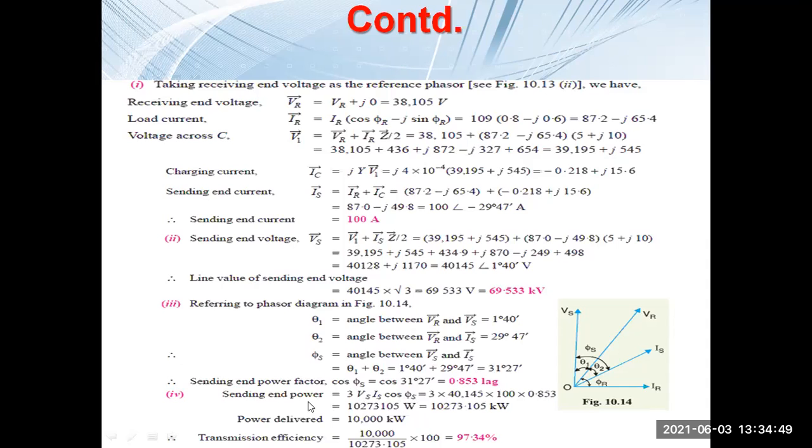Now the sending end power will be how much? 3 into VS into IS into cos phi s. So we will substitute all these values. So we will get the sending end power, and power delivered is already given in the problem. So transmission efficiency will be power delivered by the sending end power into 100. So that will be your transmission efficiency.